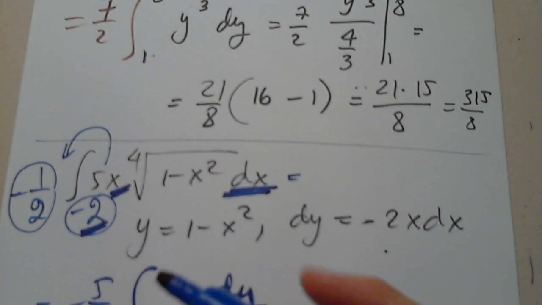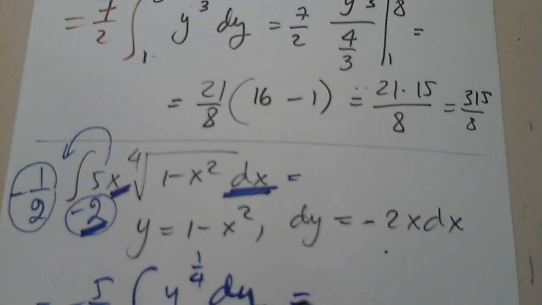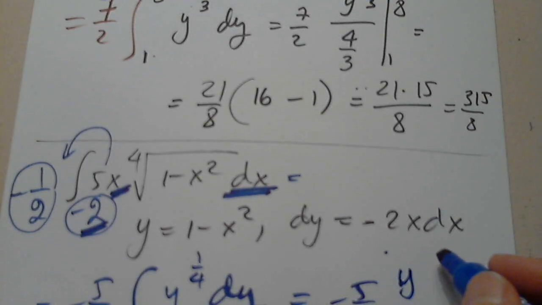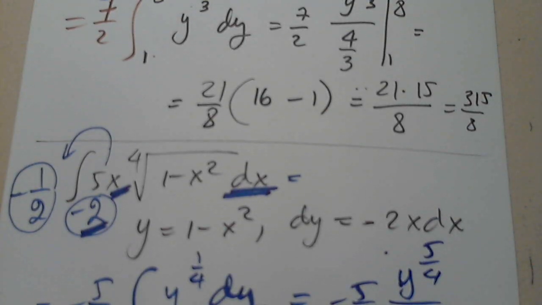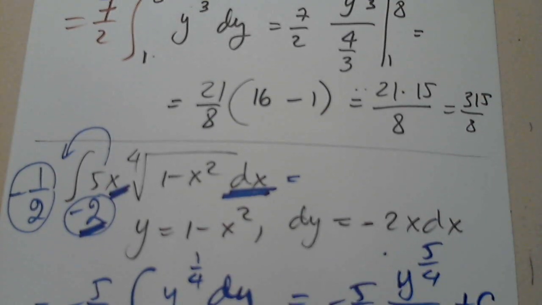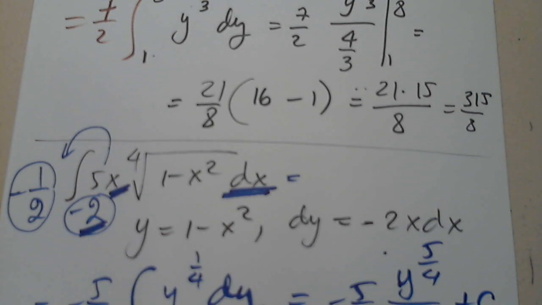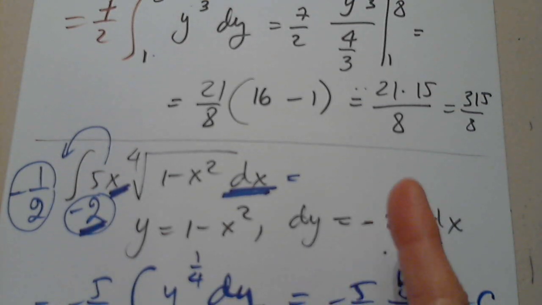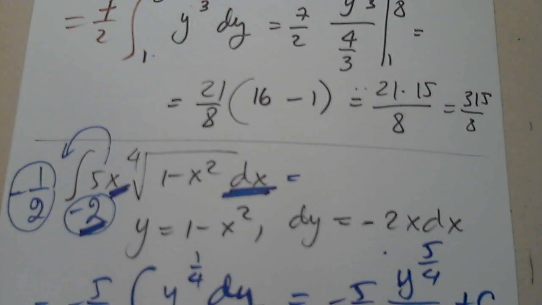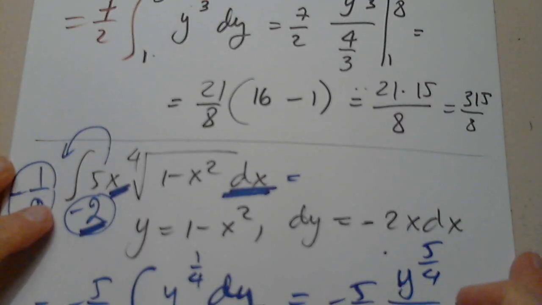And this is y to 1/4. So y to 1/4 plus 1 is y to 5/4. So negative 5 halves, y to 5/4 over 5/4 plus a constant c. Yes, we have to flip and simplify. I have negative 5 halves, 4 over 5. So that would be negative 2 in front. That's it.